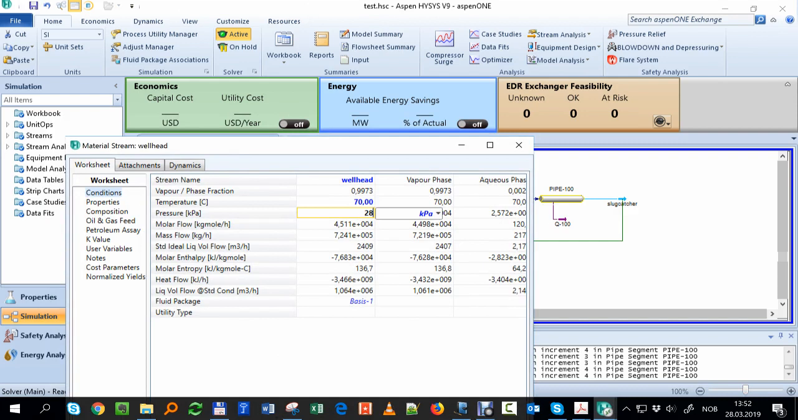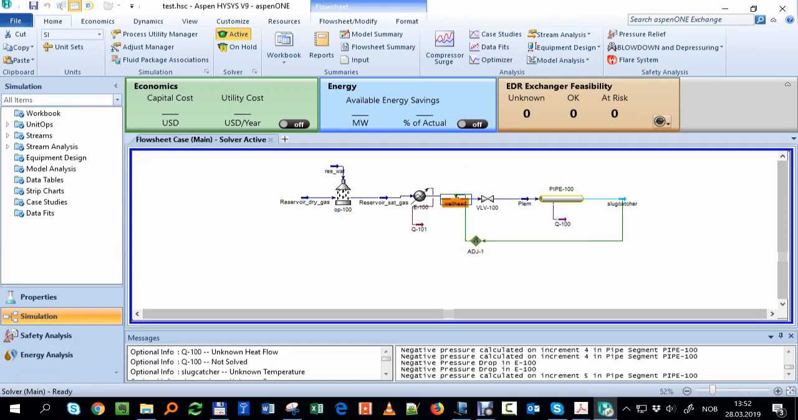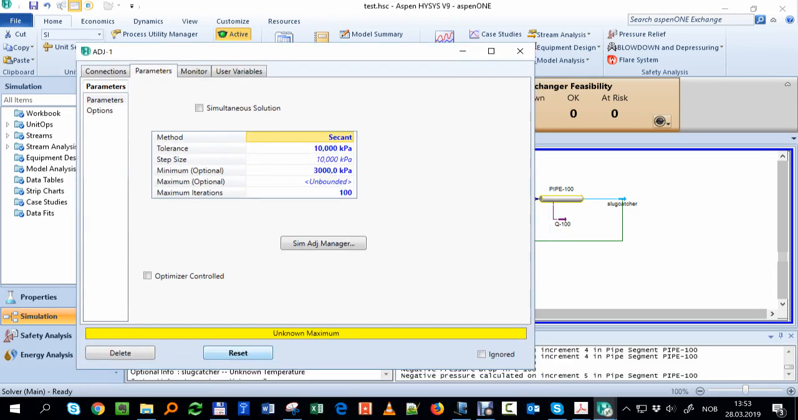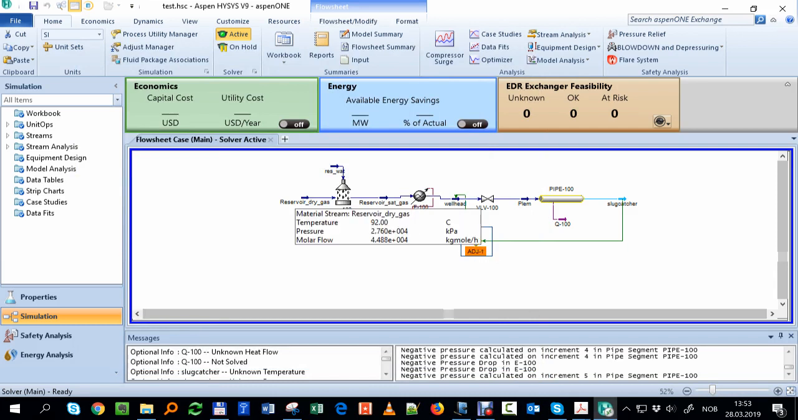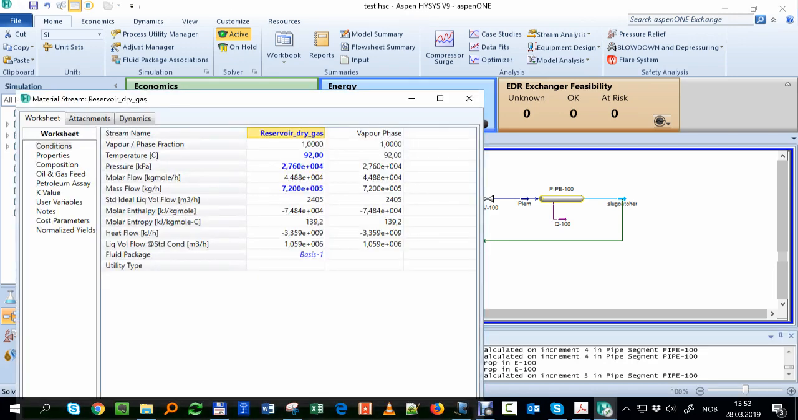Okay, let's try with 280. Oh, but that should be done by the adjust, right? It cannot be, because the reservoir pressure is 276, so less than 0. No, but you see the pressure drop can be negative, I think. So you can have a higher pressure here than there. But I don't know why we still don't have a solution. Is it because of the rate? Maybe the rate is too high. Are you sure it was 210? 200 kilograms per second? I'm not sure. So you specified the rate for the reservoir gas?